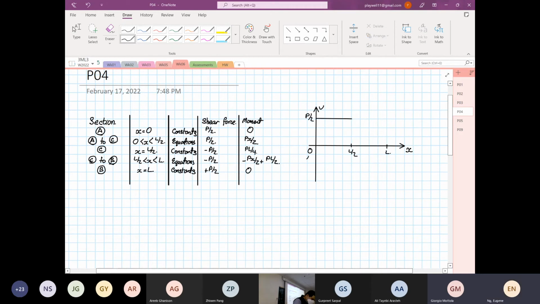So this is our point A, this is our point B, and this is our point C, at L over 2. Then we go down by minus P over 2. Then we go horizontal, and then at point B, it goes back up. That's where we have your last P over 2. So this is your shear force diagram. We have done this a bit when we were doing shearing stress, right? Now let's look at the bending moment diagram.